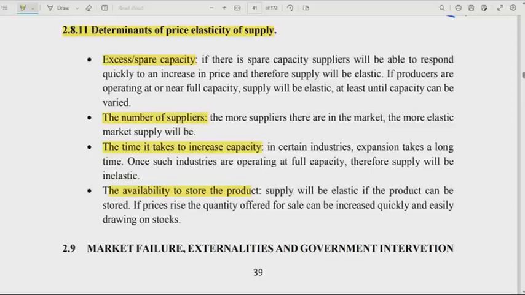So basically those are the factors that affect price elasticity of supply, and that was the last type of elasticity. We saw price elasticity of demand, then price elasticity of supply, then we looked at the income elasticity of demand and cross price elasticity of demand. So that's where we stop. Thank you.